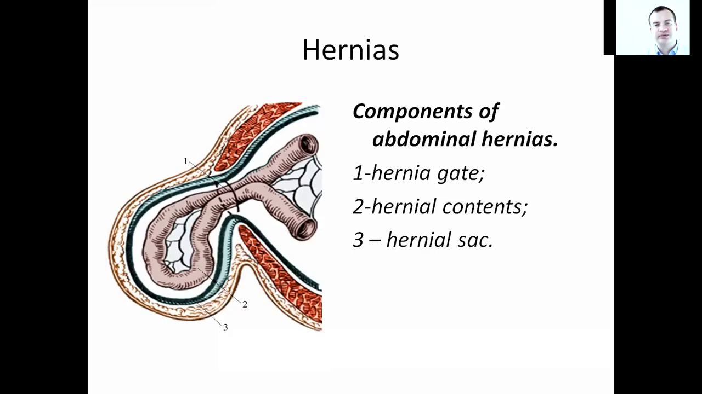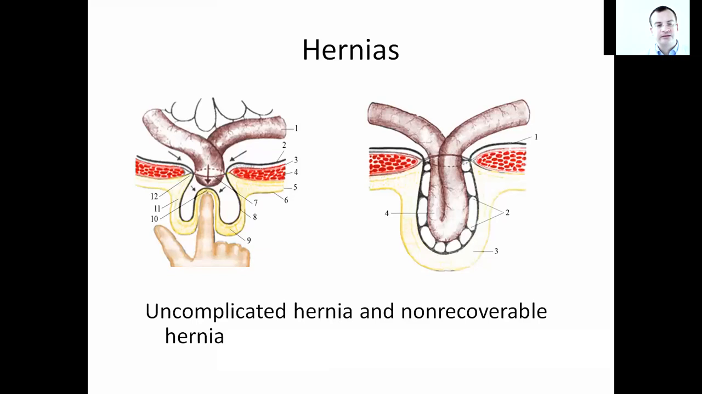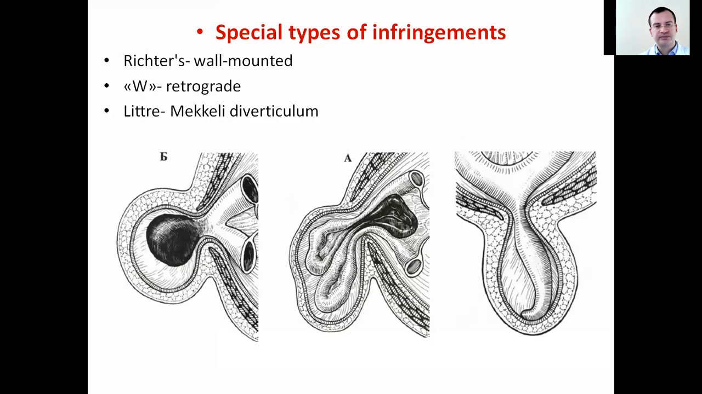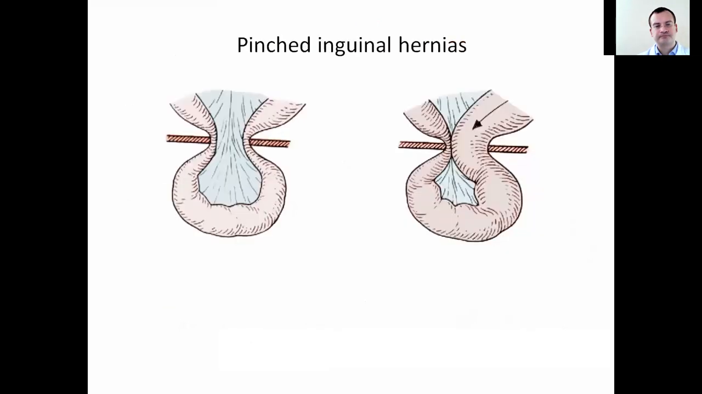Components of abdominal hernias: first, hernial orifice, hernial contents, and hernial sac. Uncomplicated hernia and irreducible hernia. On the left, it is uncomplicated, on the right, irreducible. Special types of incarceration: parietal, retrograde, Littre's diverticulum. Strangulated inguinal hernias.